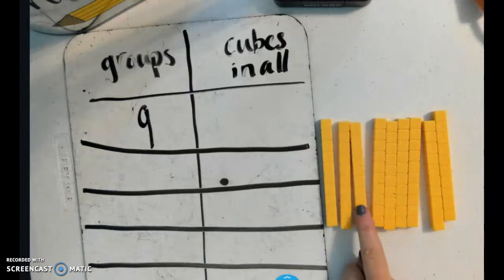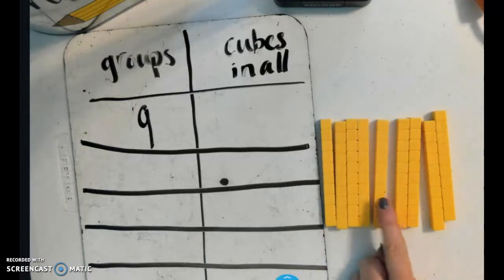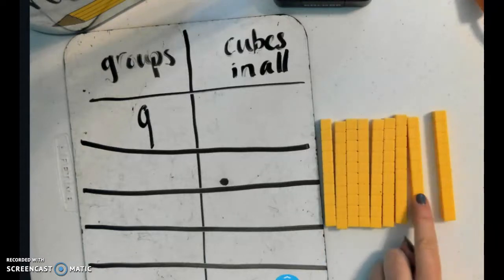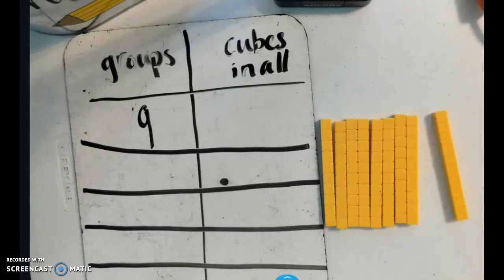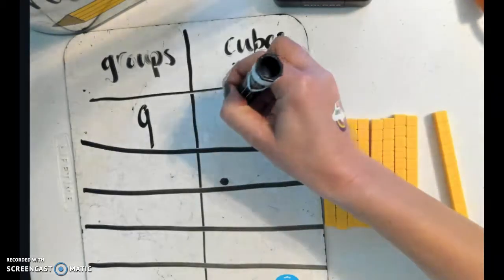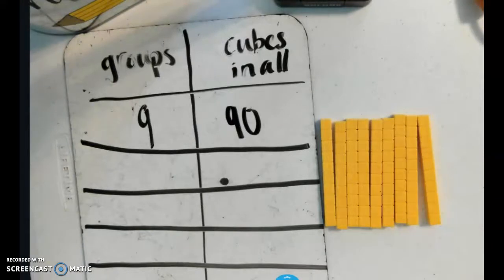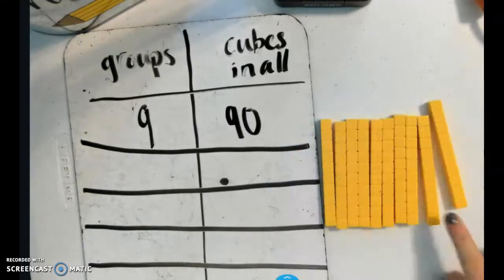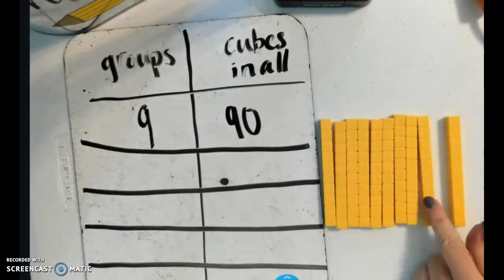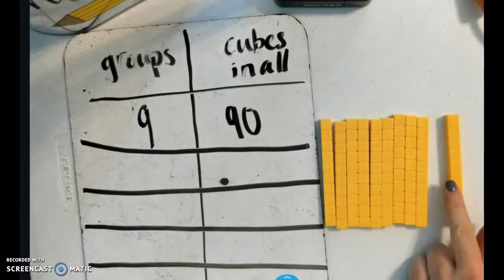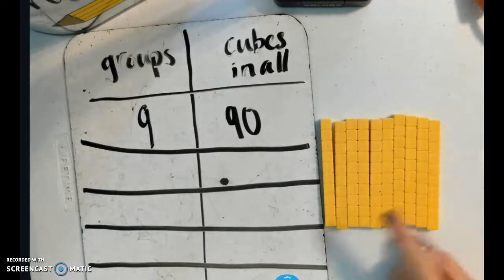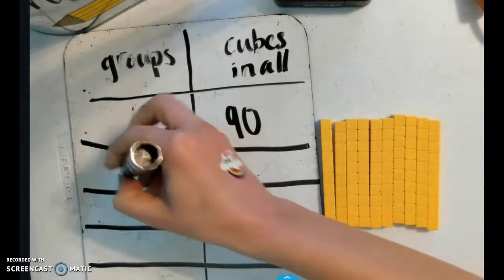10, 20, 30, 40, 50, 60, 70, 80, 90. Okay, let's go to our next one. What if I add one more group of 10? This was 9. Now how many groups do I have? Very good. I have 10.